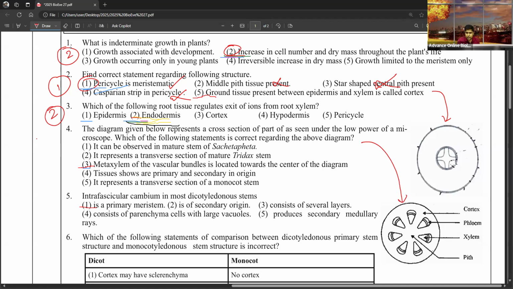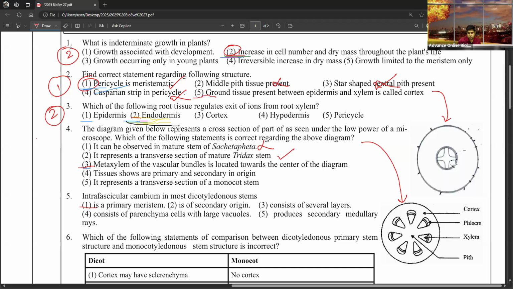Which of the following statements is correct regarding the above diagram? It's observed in a mature Tridax stem, what you found in the practical part. We took Tridax to observe secondary growth. Mature stem of Tridax is correct. Young stem, wrong. Transverse section of the Tridax stem, correct.